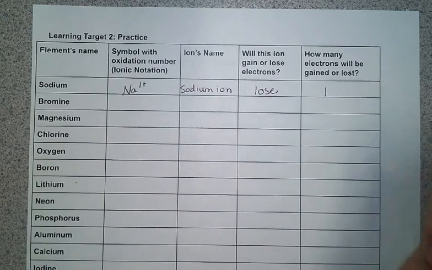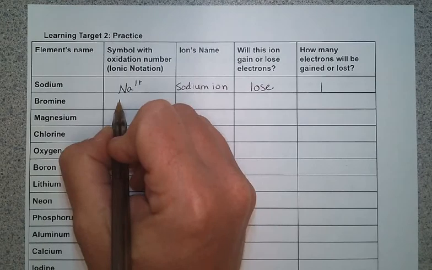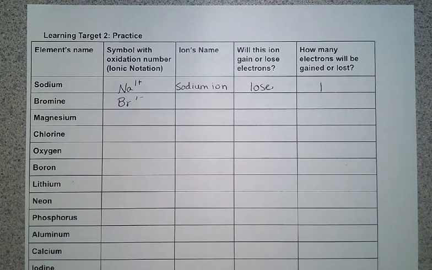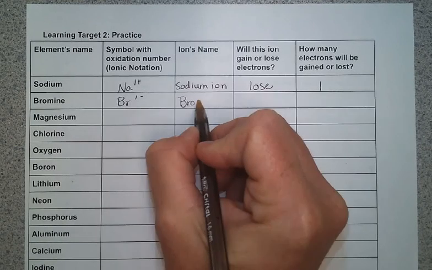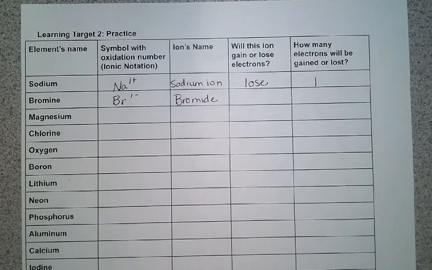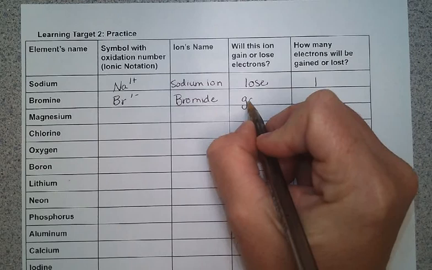All right, the next one is bromine. It's number 35, so its symbol is Br. It has a -1 oxidation number, oxidation charge. Remember from your tutorials, that changes to bromide because it's a non-metal. And it will gain an electron, and it will gain 1 because it's 1 minus.